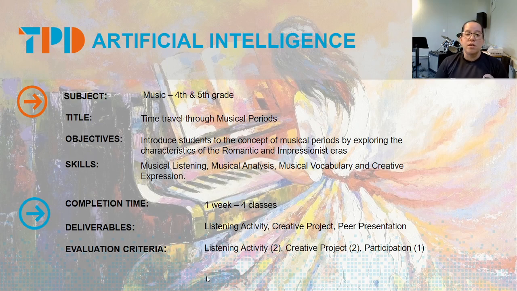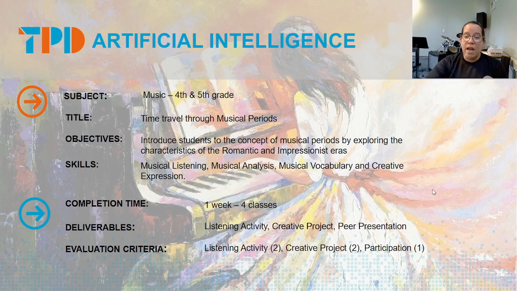It's well known that students don't like history very much because it has a lot of text and is not dynamic. So why can't we change the way we teach it? So here's the project. The objective is to introduce students to the concept of musical periods by exploring the characteristics of the Romantic and Impressionist eras.